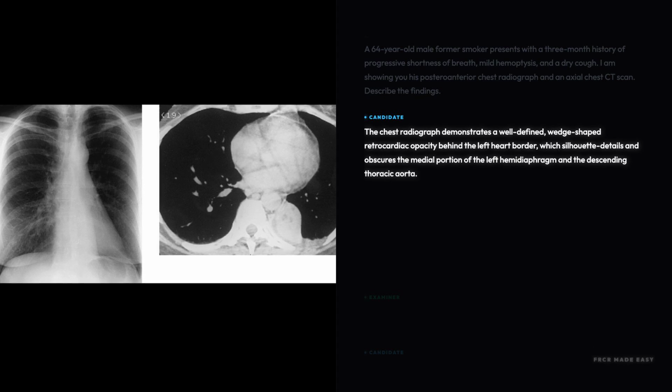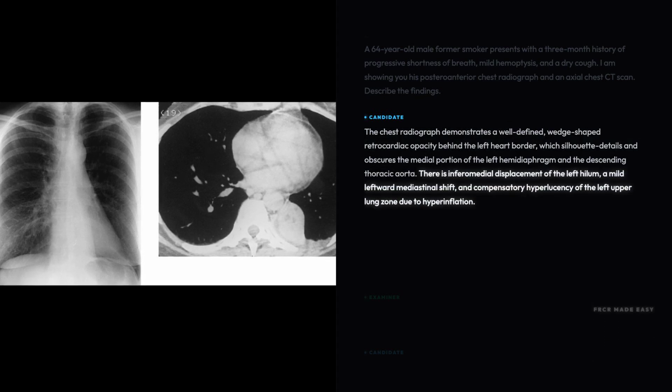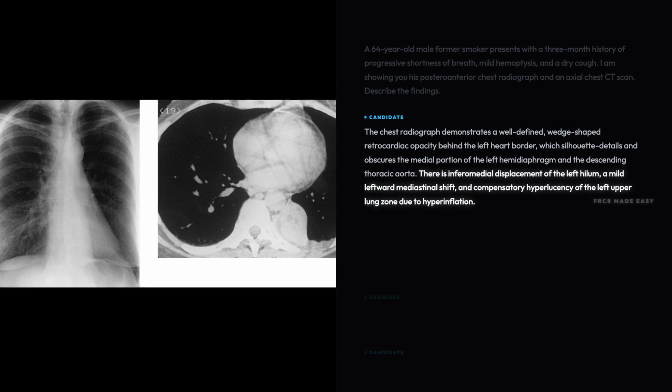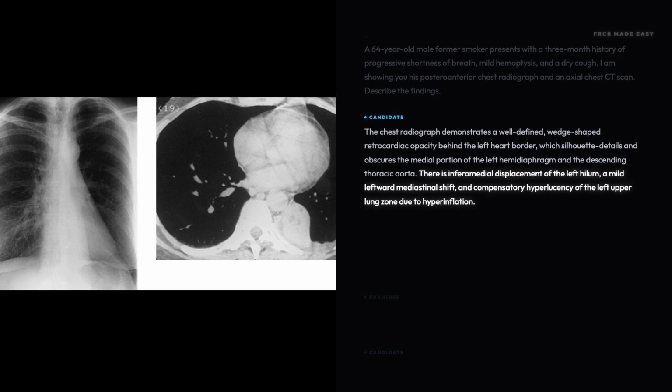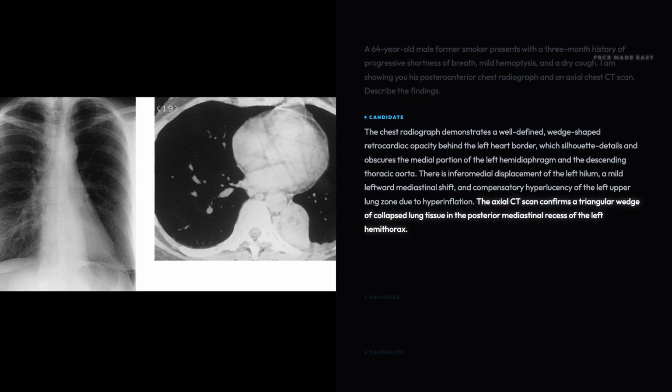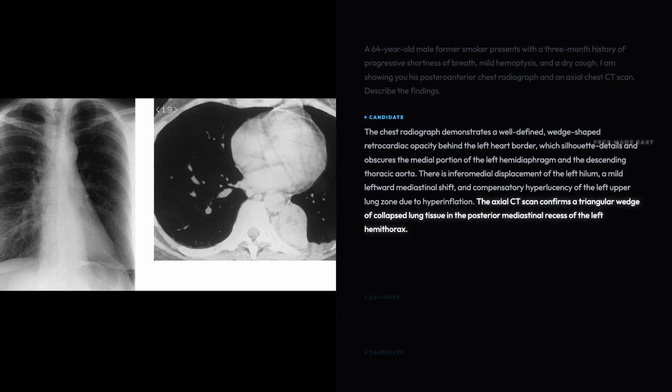The chest radiograph demonstrates a well-defined, wedge-shaped retrocardiac opacity behind the left heart border, which silhouette details and obscures the medial portion of the left hemidiaphragm and the descending thoracic aorta. There is inferomedial displacement of the left hilum, a mild leftward mediastinal shift, and compensatory hyperlucency of the left upper lung zone due to hyperinflation.